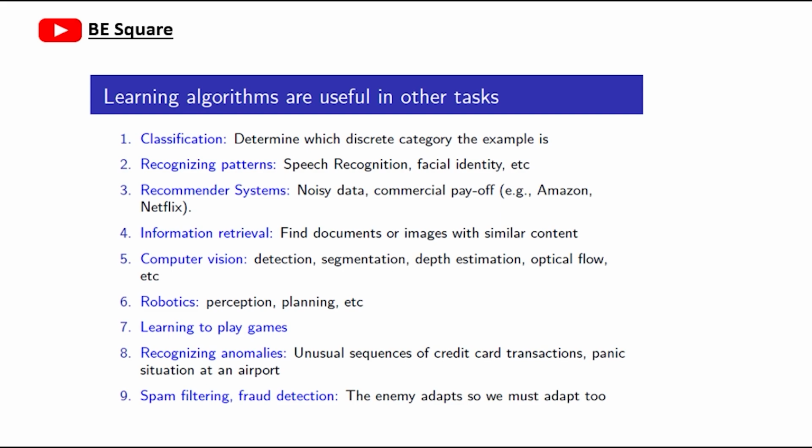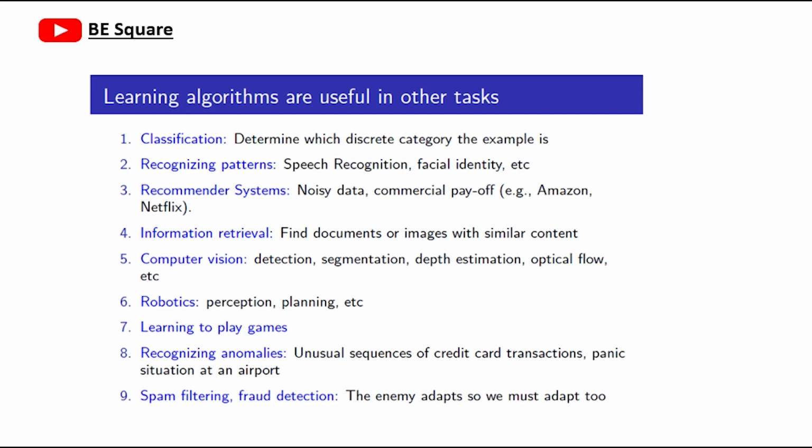All of these, our mobiles and cameras, use learning algorithms and learn our face, so they can recognize our face and unlock our phone. Similarly with speech, with our voice. Our recommender systems only use learning algorithms. In information retrieval, we can find documents or images with similar content. This is also done with the help of learning algorithms.